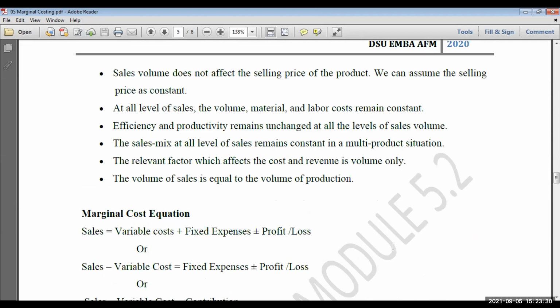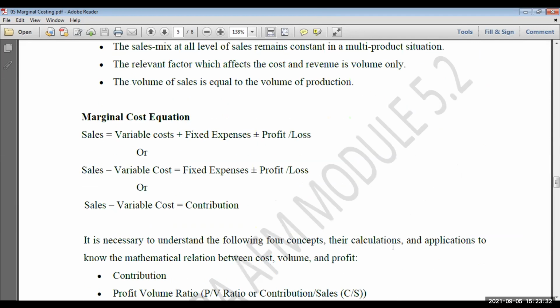How do I find out break-even point? I already explained to you what is break-even. Break-even point is a level of sales at which the contribution is exactly equal to fixed cost, or the total cost is exactly equal to the sales. Variable cost plus fixed cost is equal to the value of sales.